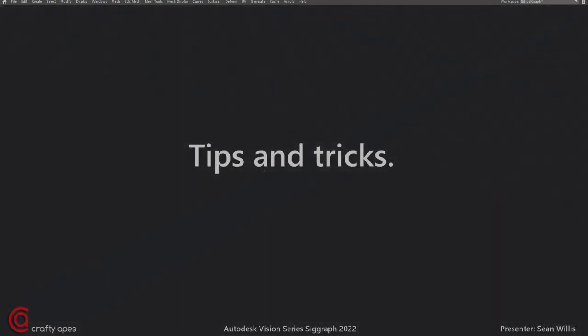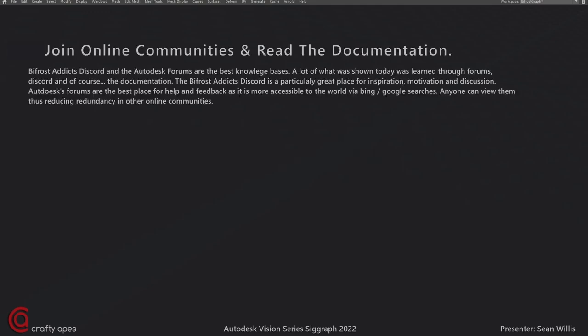So we're gonna do some bonus tips and tricks. It'll be like a bit of a lightning speed round. I've got 10 of them for you. The first one being join online communities and read the documentation. Two of the great ones are Bifrost Addicts Discord and the Autodesk forums. I highly recommend the Discord because it's where the majority of communication and collaboration and just like a think tank happens there.